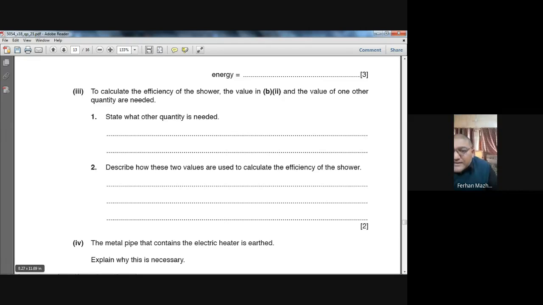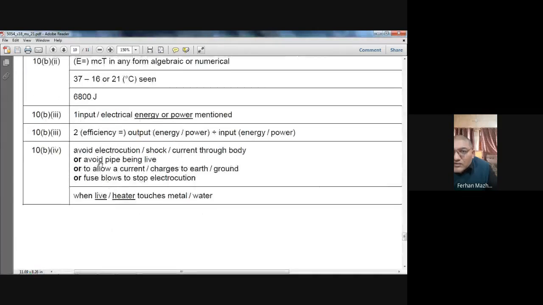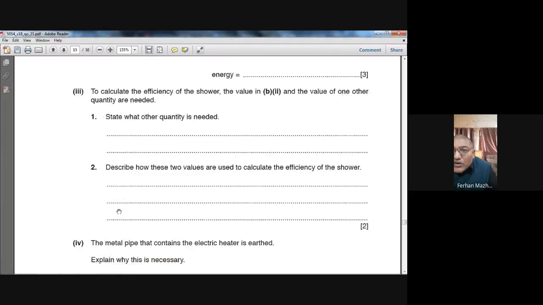Let me check the marking scheme also. We need input electric energy or power mentioned. And his question was, let me rephrase that question. What other quantity is needed? We need electric energy. For finding electric energy, we will require the voltage provided and the amount of current provided, which means you can find out the electric energy provided to the electric heater.